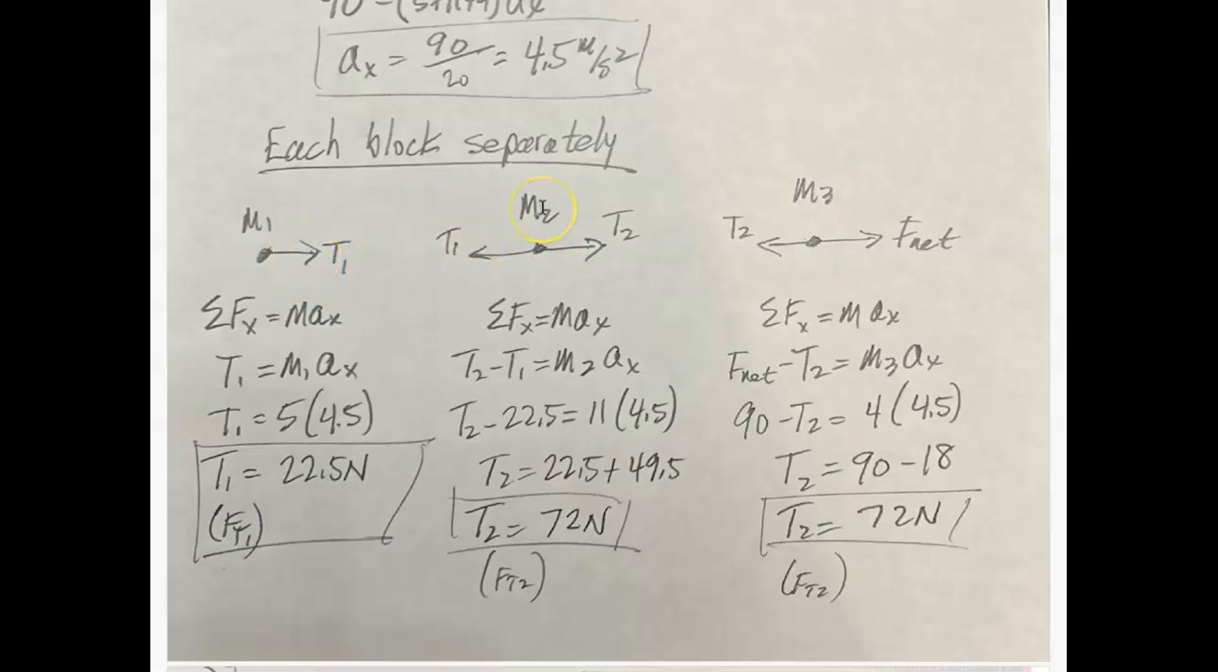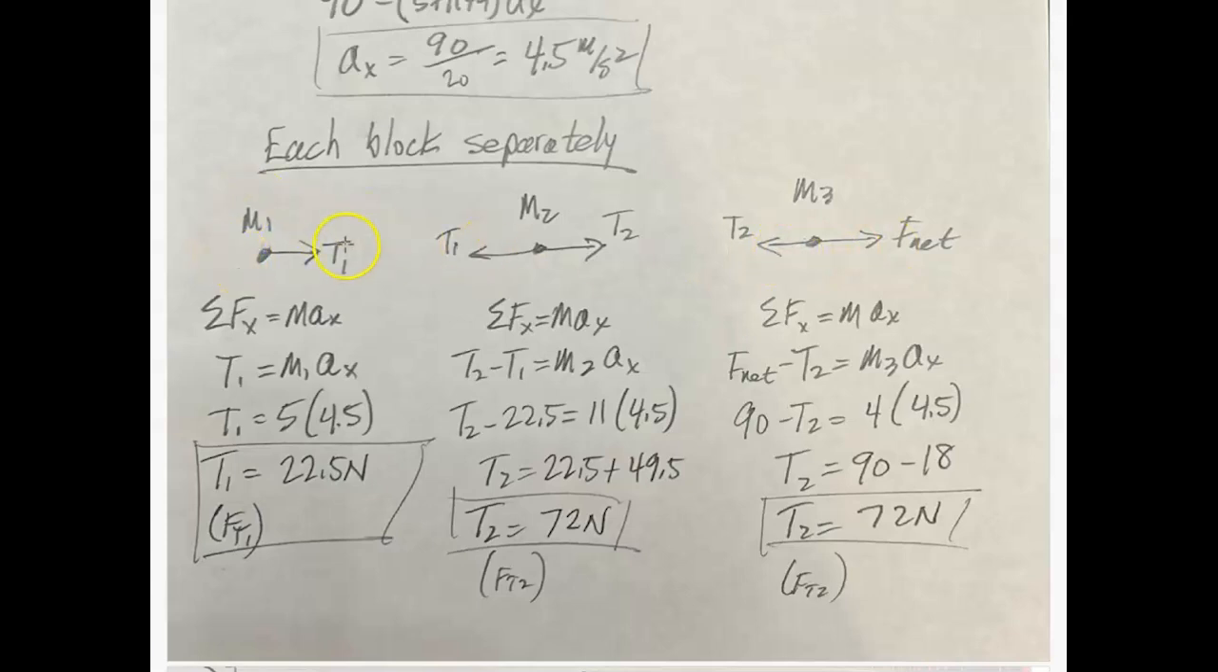Mass number 2 has a string on either side of it, so tension number 1 pulls to the left on it, and tension number 2 pulls to the right on it. And then mass number 3, the net force is pulling to the right, and the tension number 2 in the string is pulling to the left.